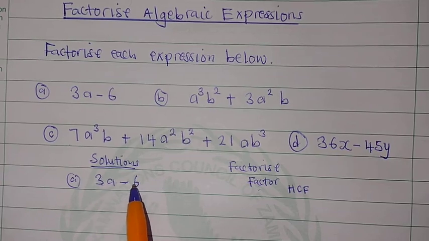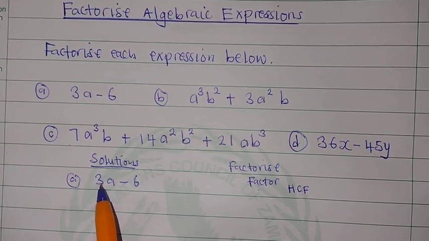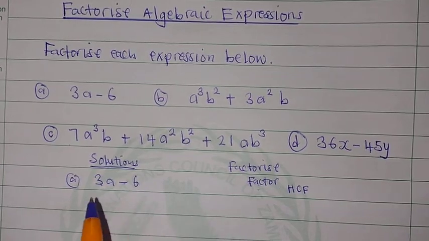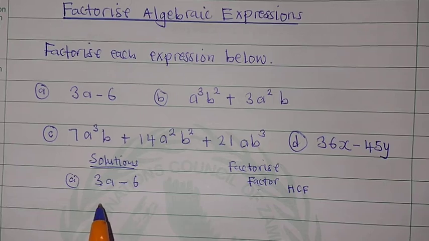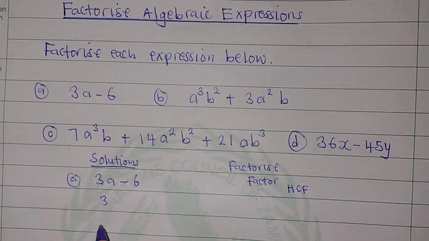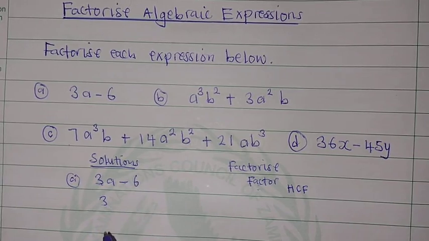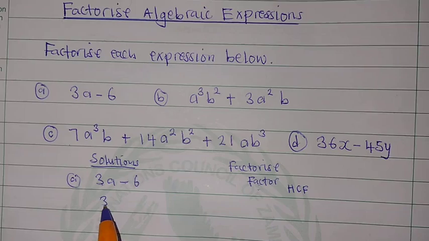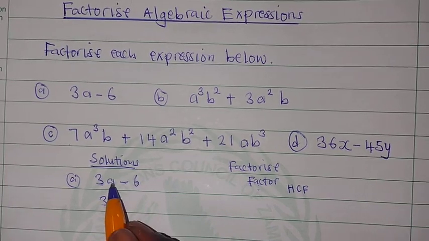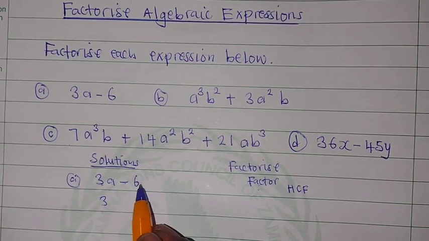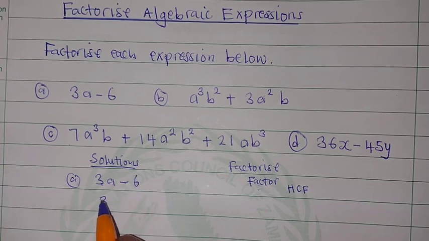Since we have 3 and 6 here, you look for the highest common factor of 3 and 6. We know that it's a what? It's a 3. So 3 is the highest number which can go into 3 and 6. When you find this highest common factor, what's next? Look at the letters. Here we have a. Do you have any common letter here like a? No, we don't have. So the only common thing here is a 3.